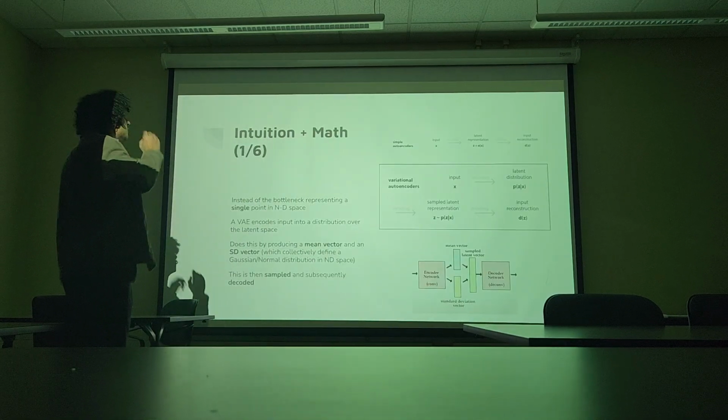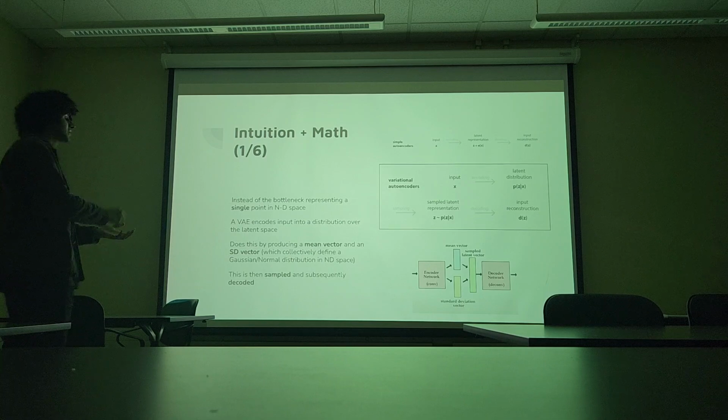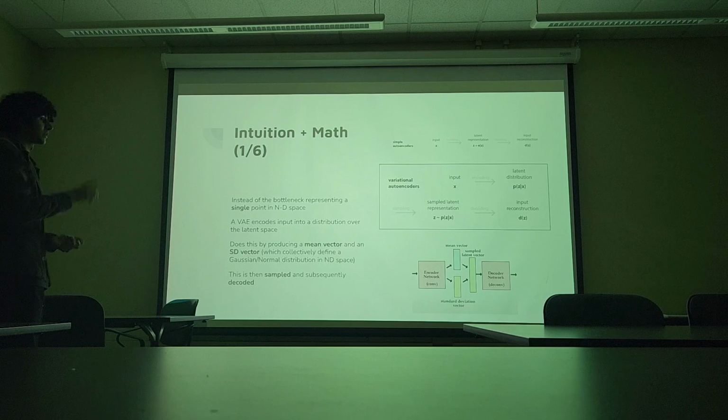So here's the actual intuition and math when it comes to these autoencoders, or variational autoencoders. This is going to be strange, I'm going to be honest. The person that thought of this, kudos to you, but it is strange. So instead of the bottleneck, as we talked about before, representing a single point in n-dimensional space, the encoder network will predict a distribution, which is interesting.